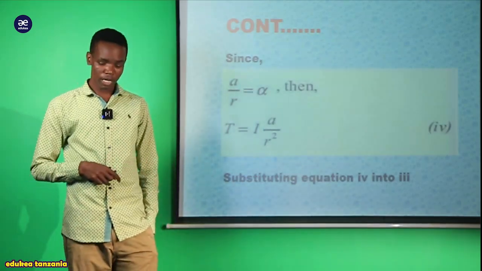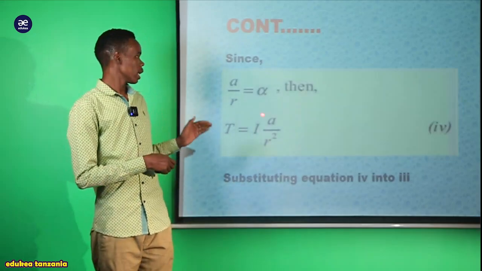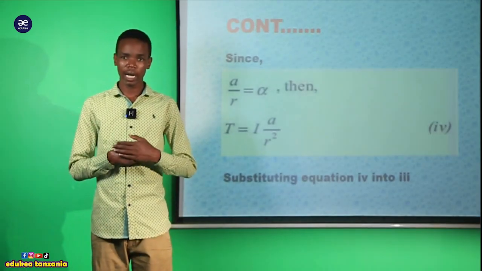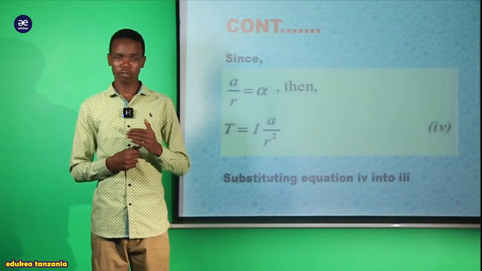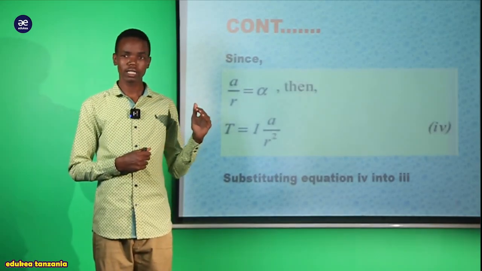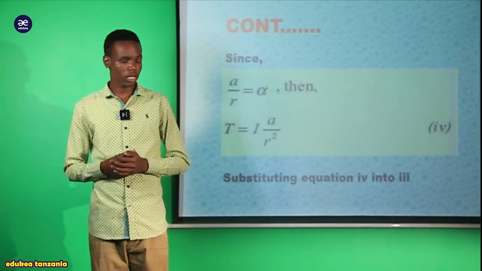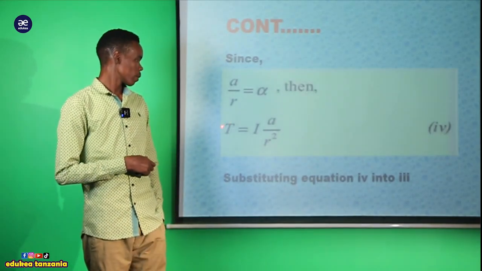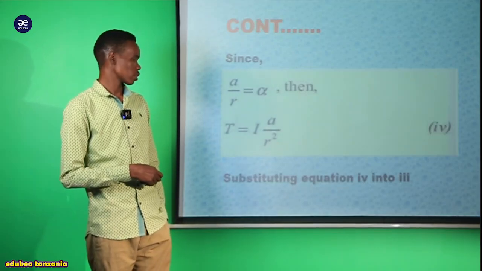So after this one, my dear student, since we know that also the acceleration divided by r must be equal to the angular acceleration. If the ratio of the acceleration divided by the radius is equal to angular acceleration, now we could say that the torque must be equal to I times A divided by R square.